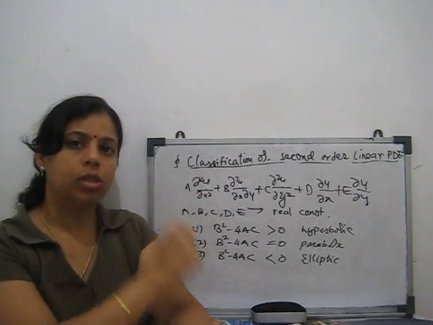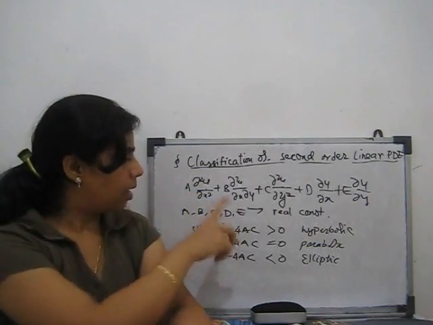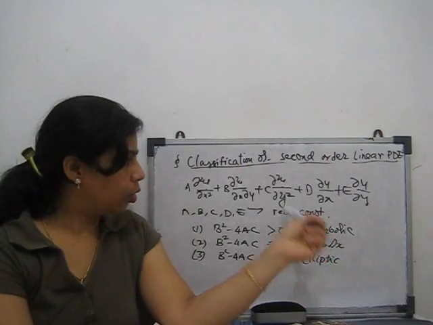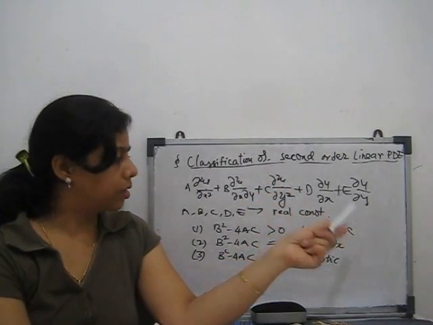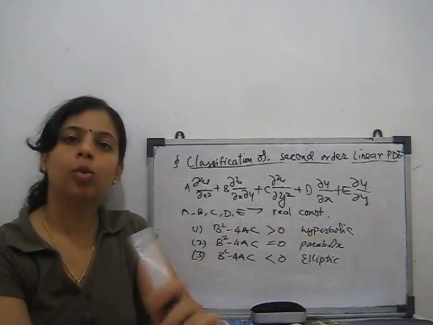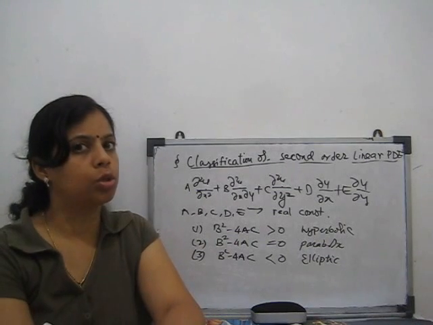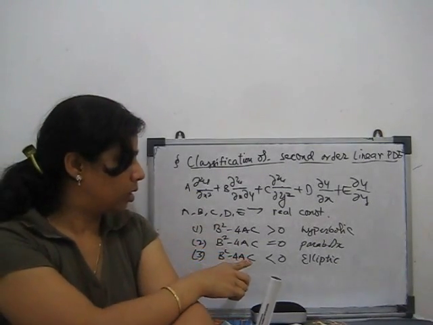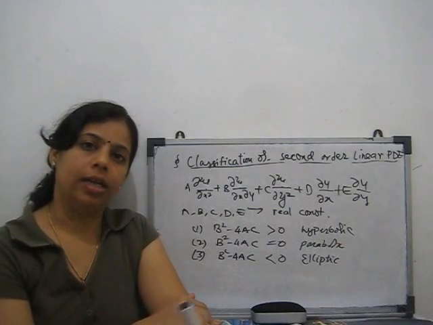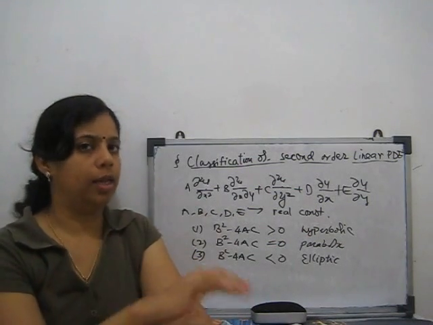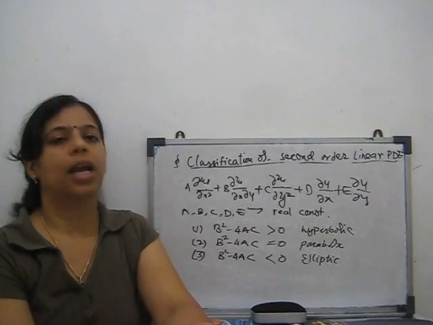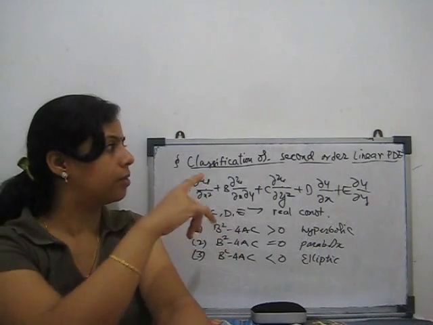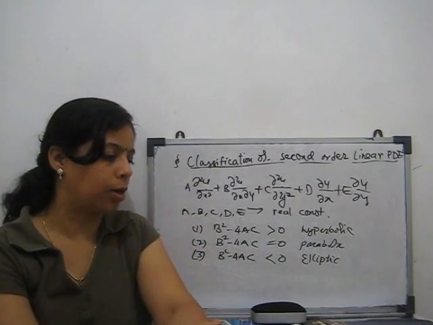So if b² − 4ac is greater than 0, that equation takes the shape of a hyperbola. If b² − 4ac is equal to 0, it gives a parabola. If b² − 4ac is less than 0, it gives the shape of an ellipse. So that is the classification of linear partial differential equations of second order.